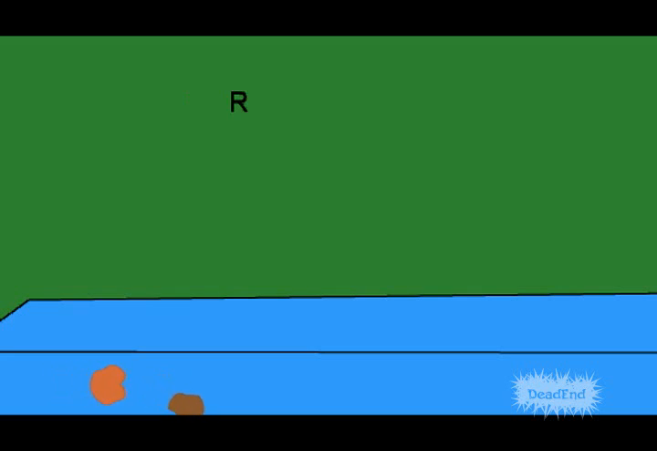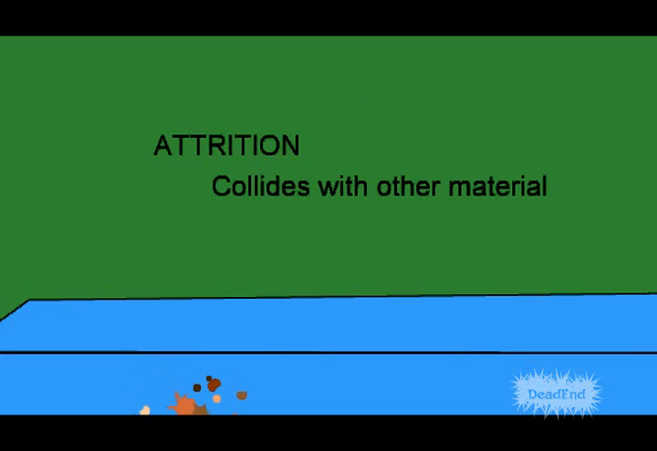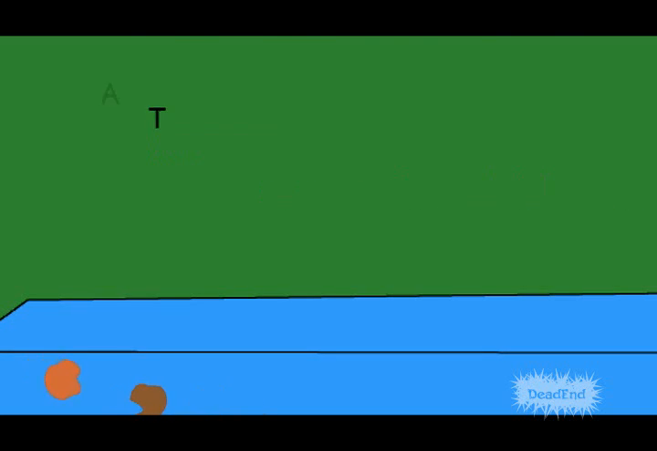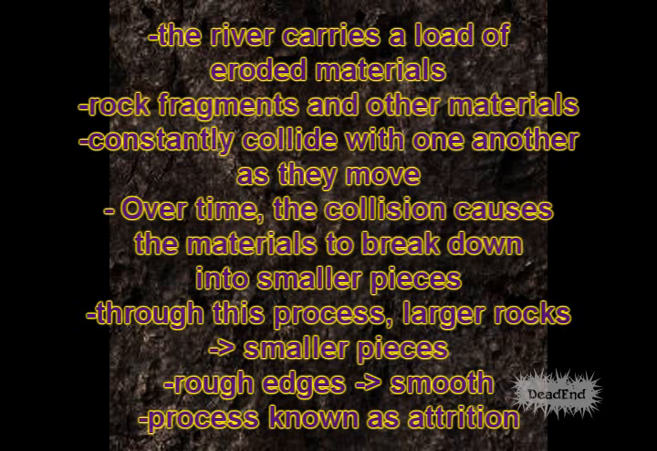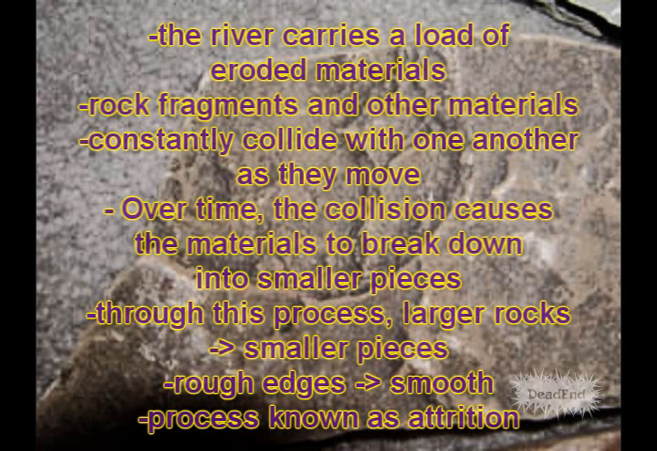Now for attrition. The river carries a load of eroded materials which contain rock fragments and other materials. These materials constantly collide with each other as they move. Over time, the collision causes the materials to break down into smaller pieces. Through this process, larger rocks are slowly broken down and their rough edges are smoothed out. This process of erosion, whereby the rocks in the sediment load are eroded by colliding with each other as they are carried along the river, is known as attrition.